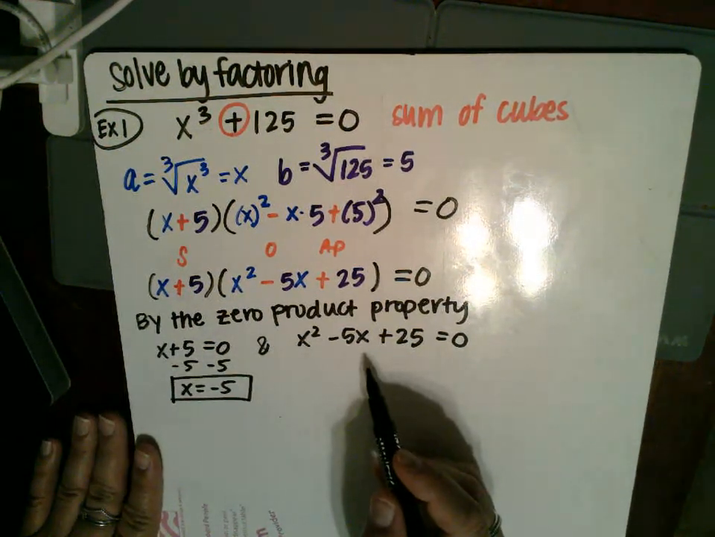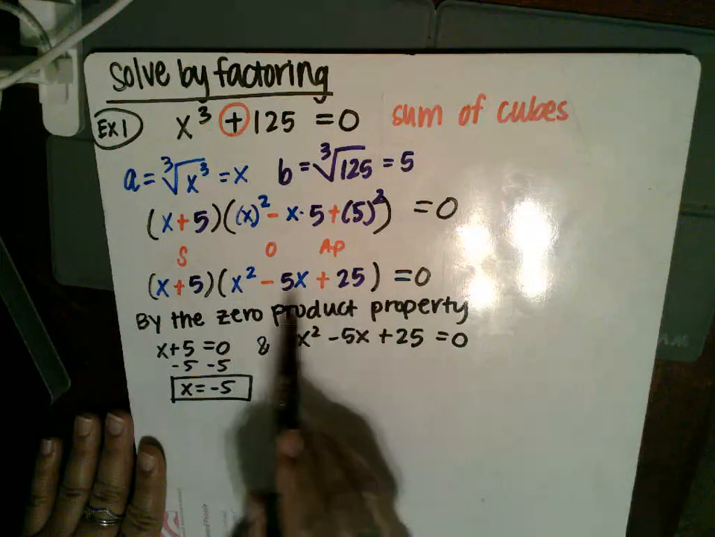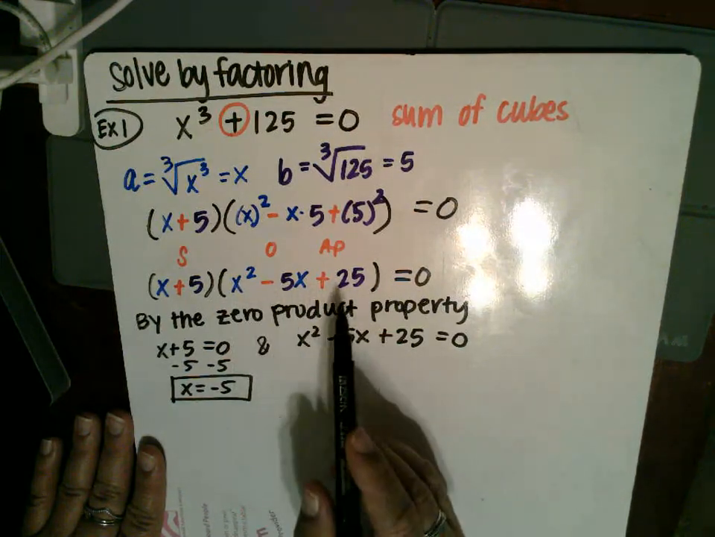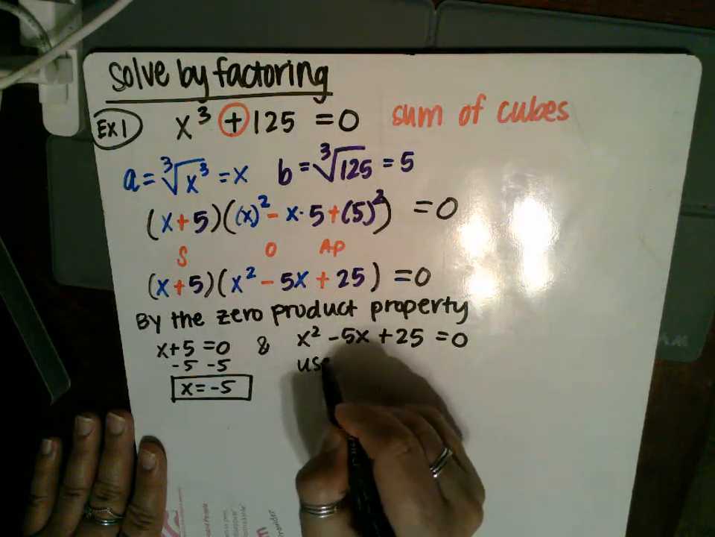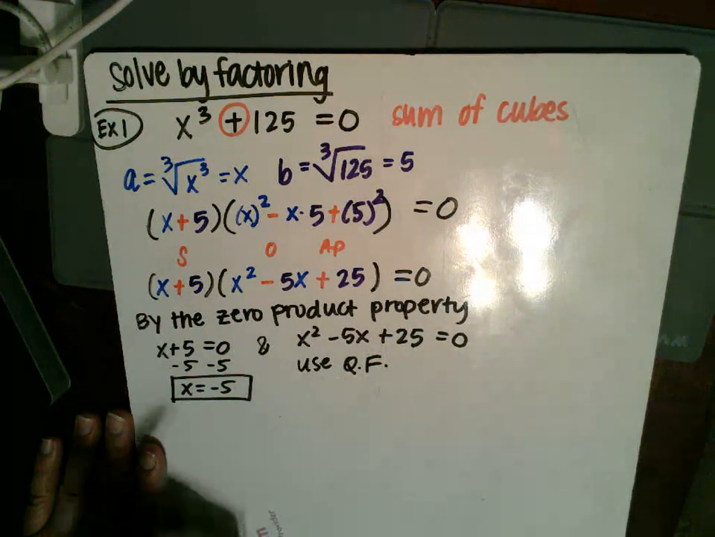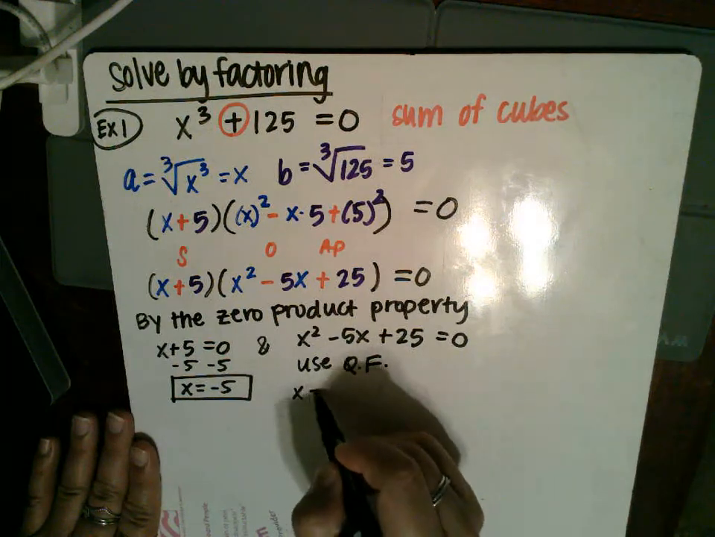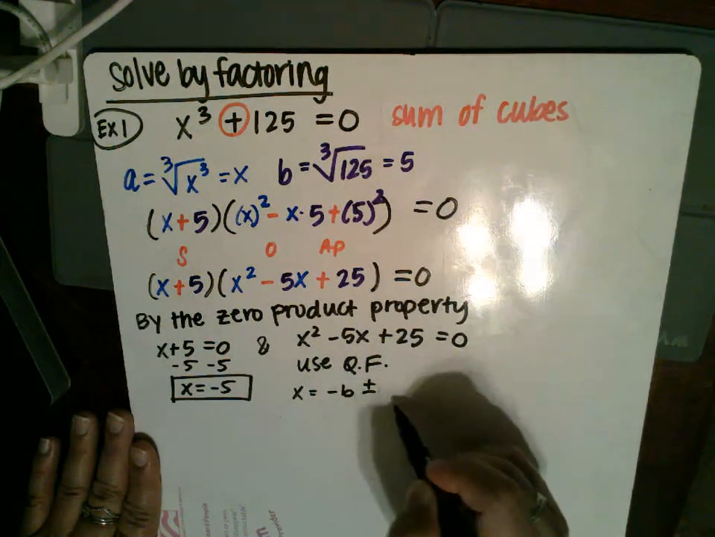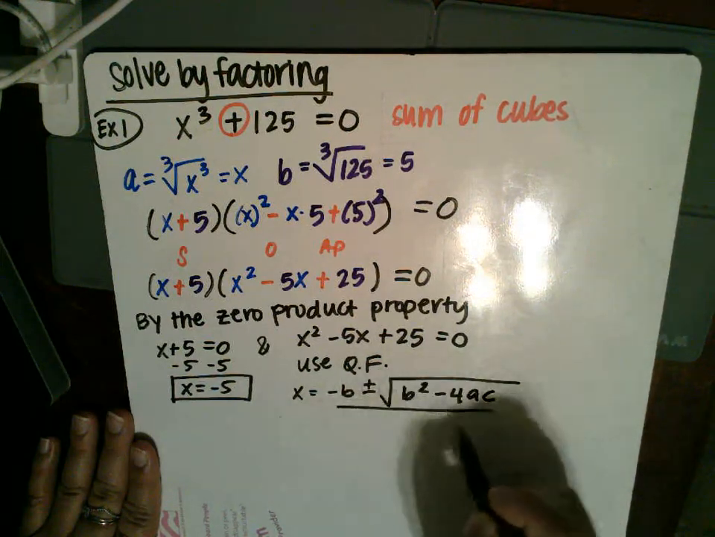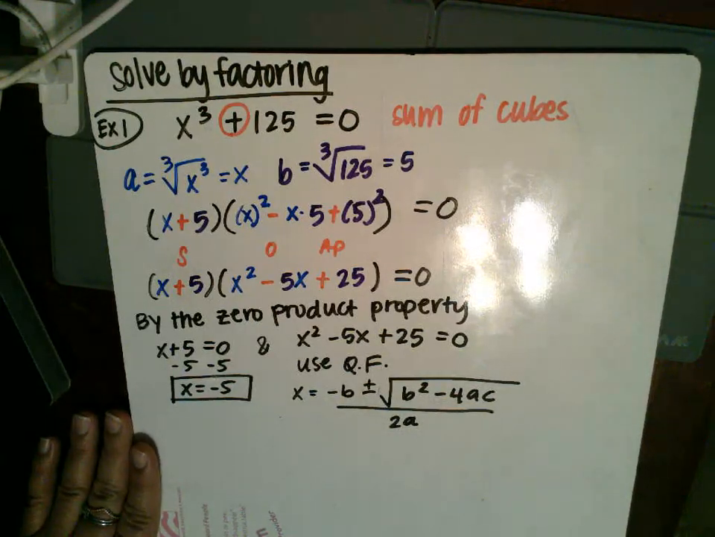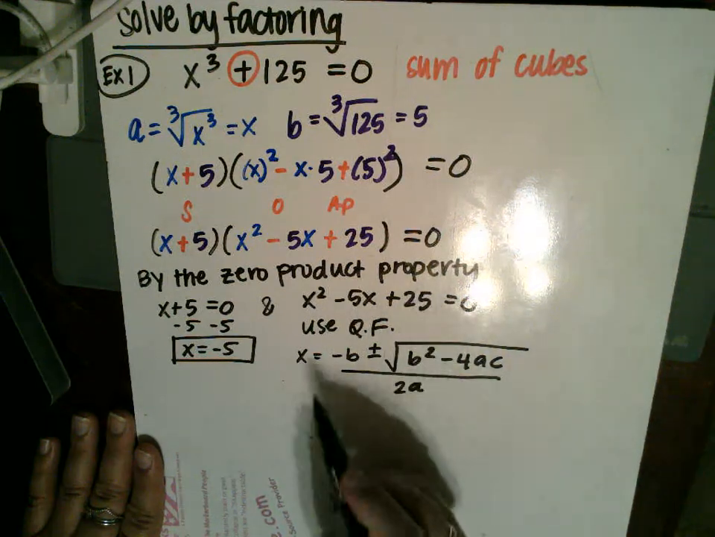Now the second one is not so nice. This does not factor. As a matter of fact, this will never factor using the sum of cubes or difference of cubes formula. You will always have to use the quadratic formula to find out what x values this gives. So remember, x is equal to -b plus or minus the square root of b squared minus 4ac all over 2a. And when I plug that in, a is 1, b is -5, c is 25.